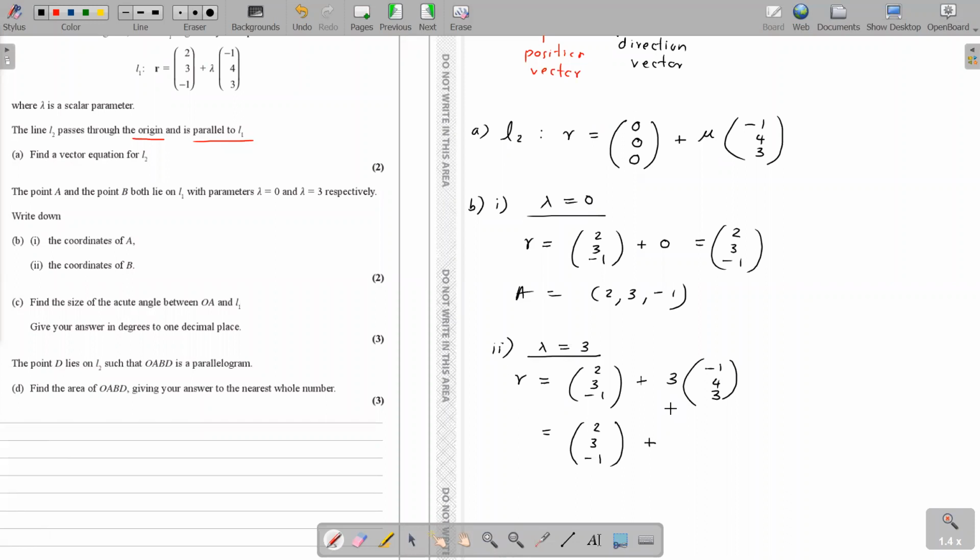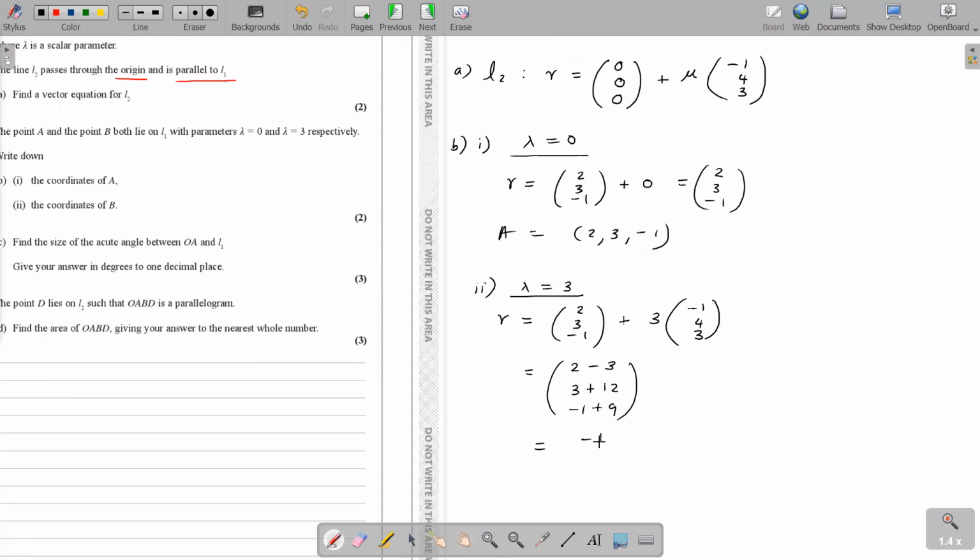You can directly add that and get the answer correct. So let me directly get the answer because it's just 1 mark. 2 plus 3 into minus 1, so that's 2 minus 3. Here 3 plus 3 into 4 is 3 plus 12. Minus 1 plus 3 into 3, minus 1 plus 9. So you can write the answer directly. How much is it? Minus 1, 15, 8. Do you agree?